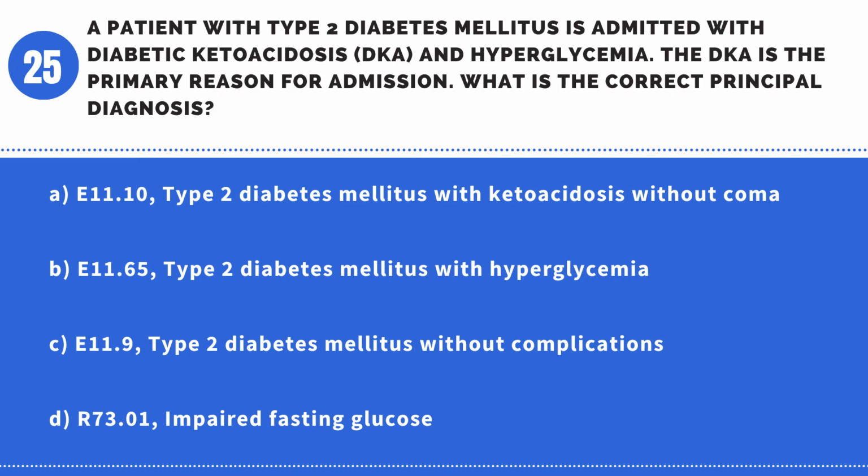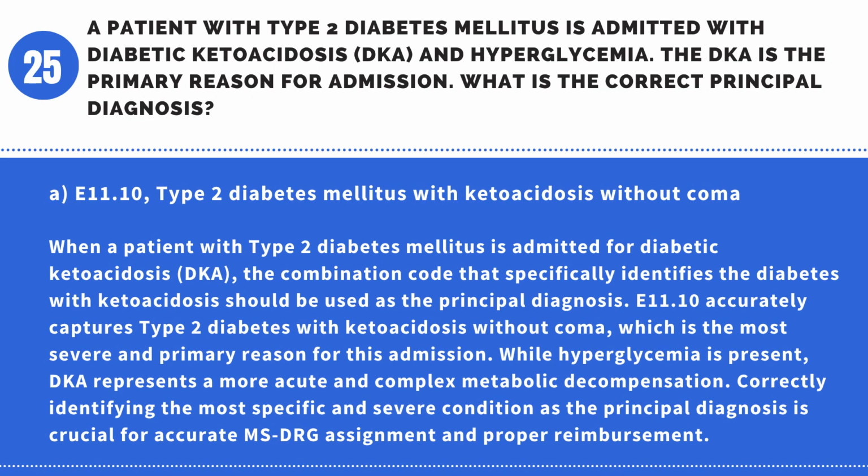A. E11.10, type 2 diabetes mellitus with ketoacidosis without coma. B. E11.65, type 2 diabetes mellitus with hyperglycemia. C. E11.9, type 2 diabetes mellitus without complications. D. R73.01, impaired fasting glucose.